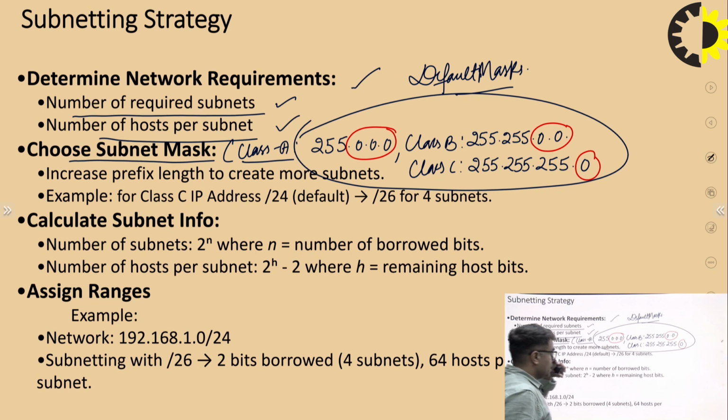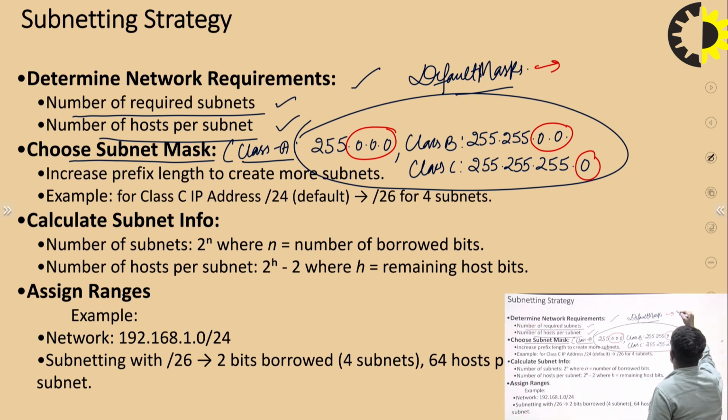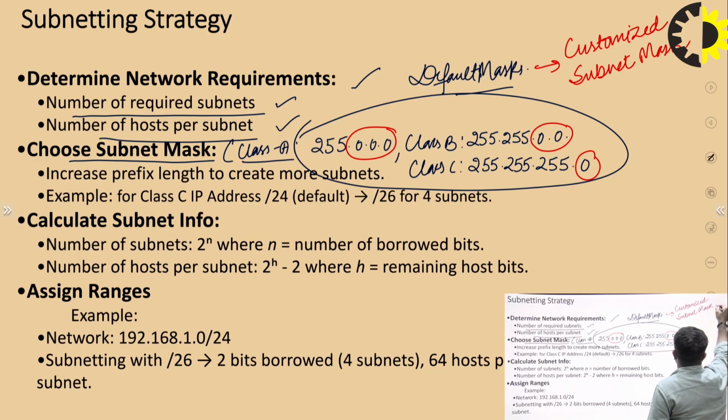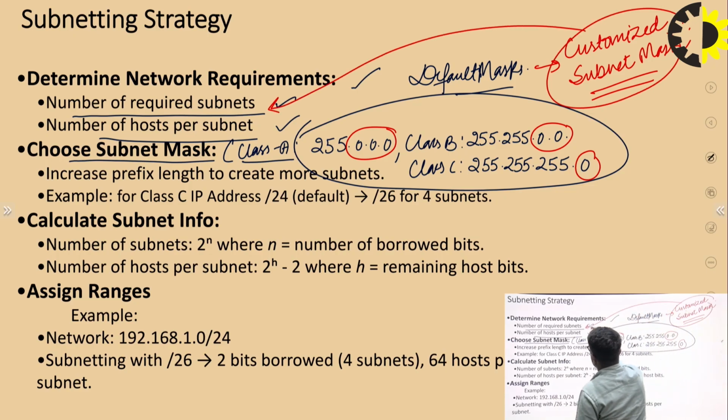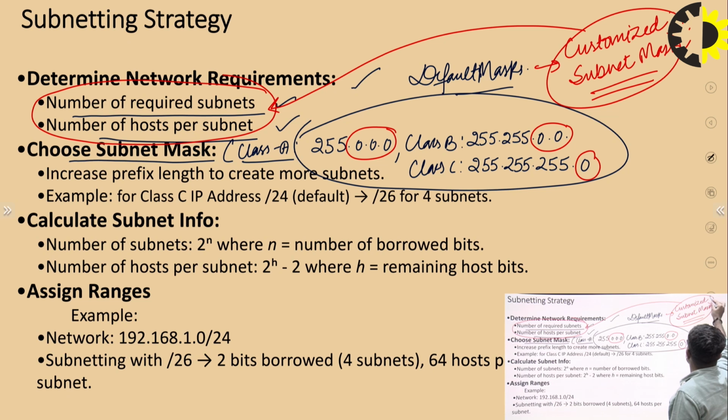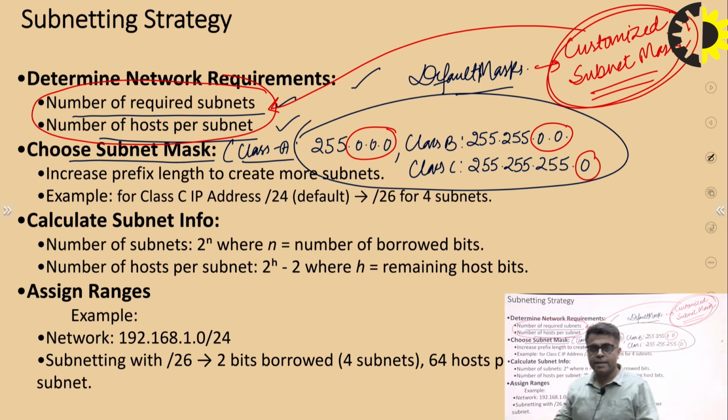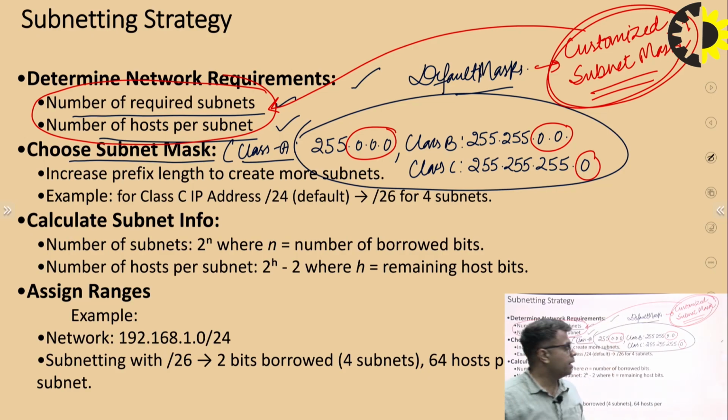So from the default mask, I will require a customized subnet mask depending on what is provided to me as a requirement: how many networks are required, how many hosts are required inside each network. Depending on this, I'll create a customized subnet mask. That means an updated mask will be prepared, and from that updated mask, we'll convert the network into subnetworks.